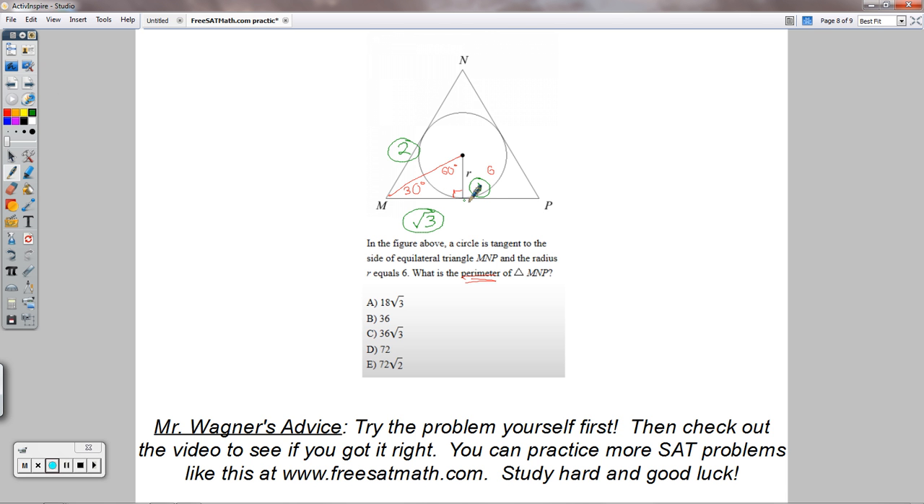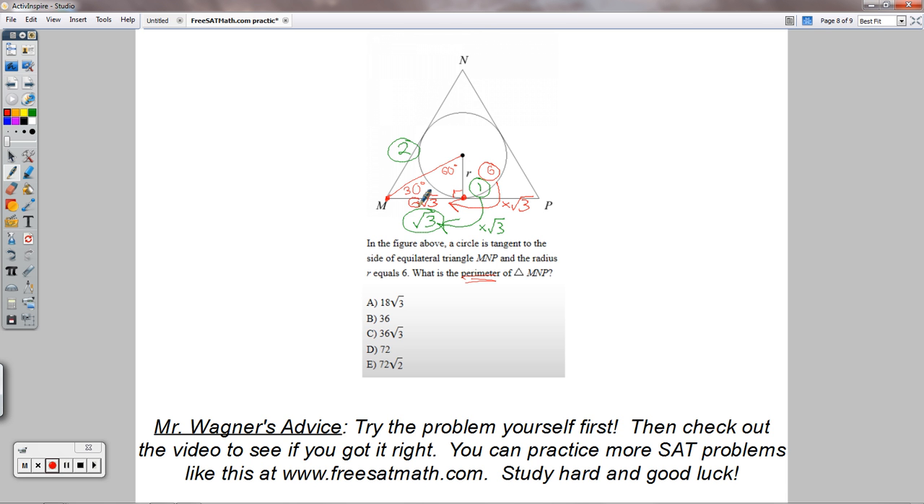So if I'm going from here to here, I'm just multiplying by rad 3. That's all I'm doing. So I'm going to take this value, 6, and multiply it by rad 3. And that's going to give me the length of this segment from here to here, which is half the length of MP. If I knew what MP was, I just multiply that by 3 to get the perimeter. Aha, that's where you're going with that. Very clever, Mr. Wagner. Thank you.